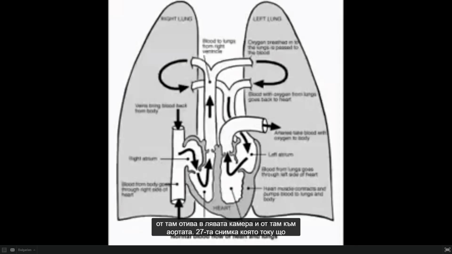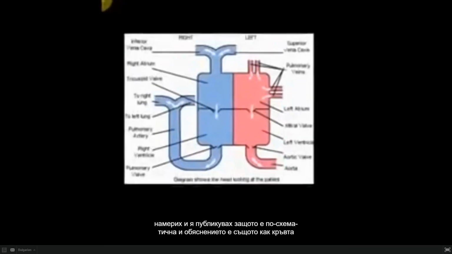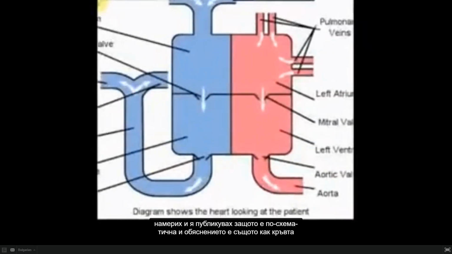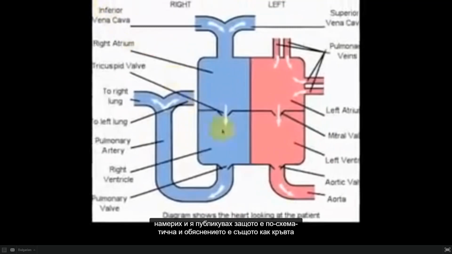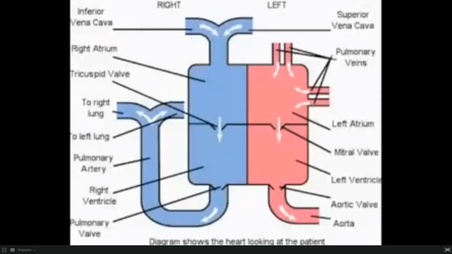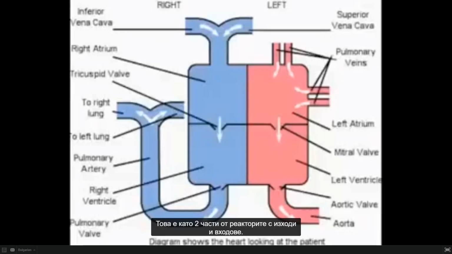Okay, and 27 is more, I just found that picture and gave it to you because it's more schematic. The explanation is the same, how the blood goes from right to left, but for you it's easier to understand the flow of blood. It is like two parts of reactors with exits and entrances.